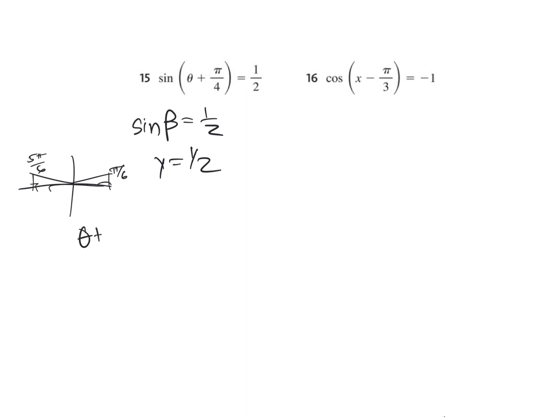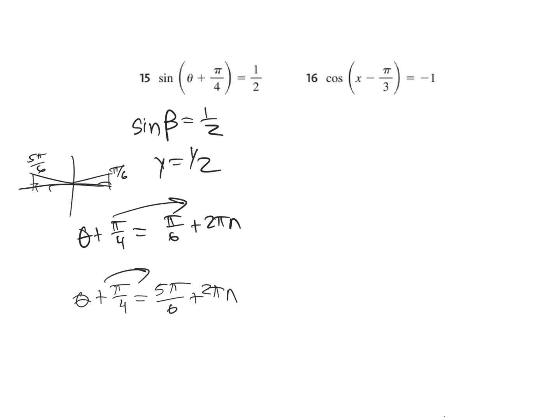So we have theta plus pi over 4 equals pi over 6 plus 2 pi n. And we have theta plus pi over 4 equals 5 pi over 6 plus 2 pi n. So now we're going to subtract pi over 4 to this side. So the first one here, we have theta equals pi over 6 minus pi over 4 plus 2 pi n. And then we have theta equals 5 pi over 6 minus pi over 4 plus 2 pi n.